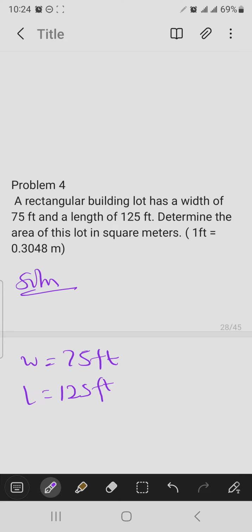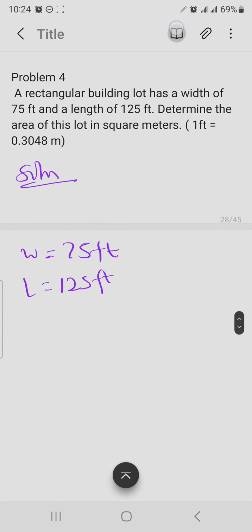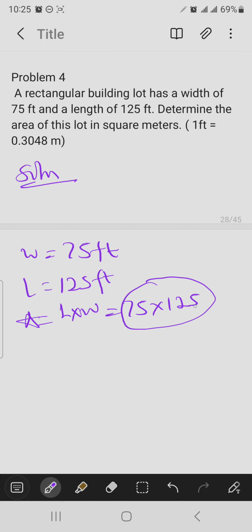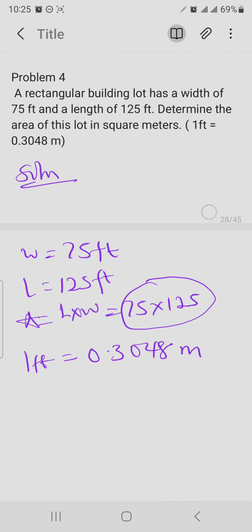Now, when you want to determine the area, A is going to be L multiplied by W. So it's going to be 75 multiplied by 125. You want to calculate this area first in feet, and you now convert it to meter. But they told you that 1 feet equals 0.3048 meter.